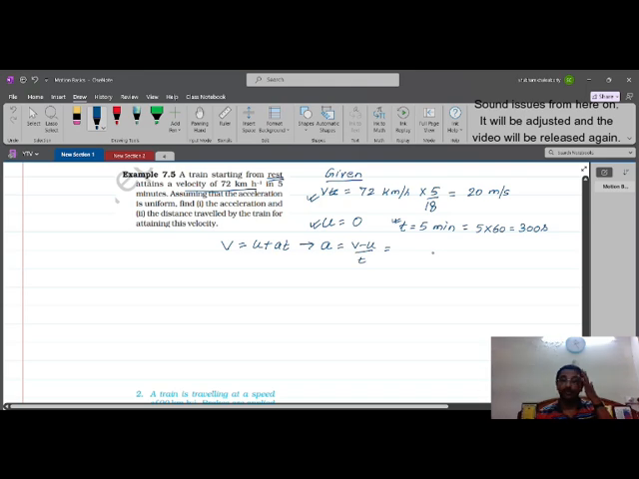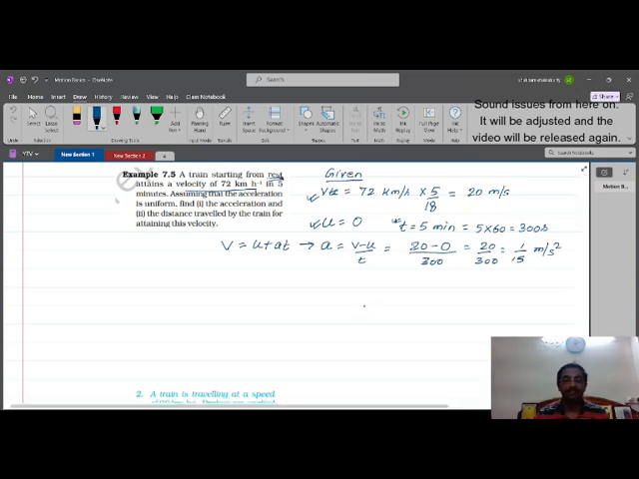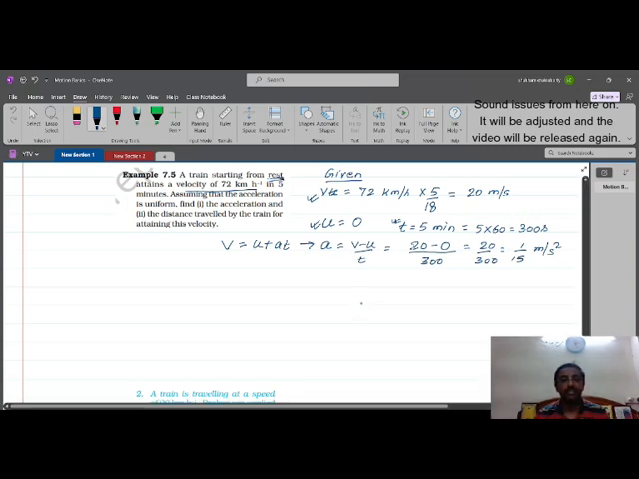So what is the v? V is the final velocity, which is 20 meters per second. U is the initial velocity, which is 0, and time is 300 seconds. So we get 20 upon 300, or 1 upon 15 meter per second square. Pretty low acceleration. Anyways, the acceleration turns out to be 1 upon 15 meter per second square.